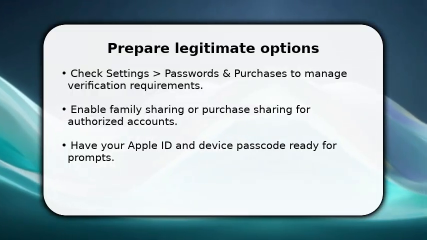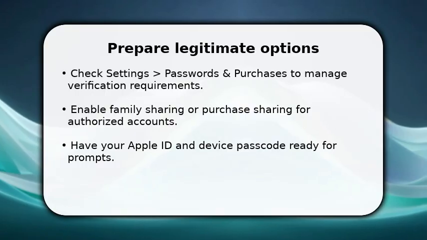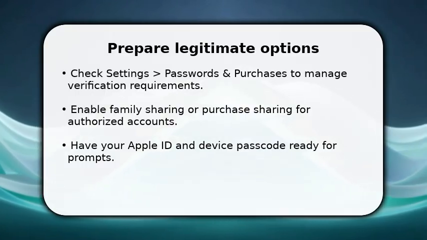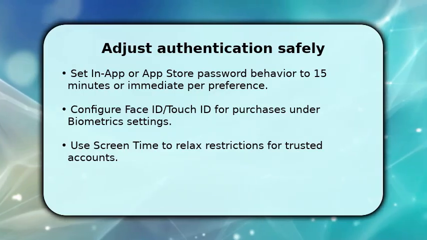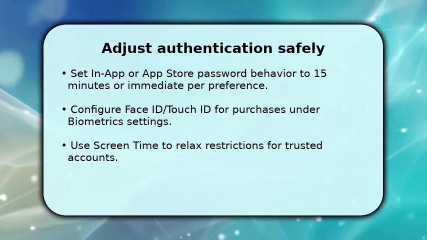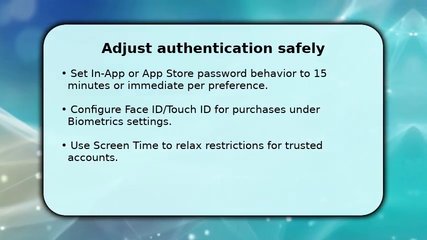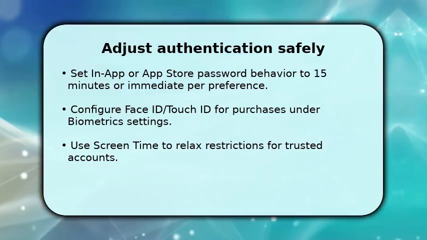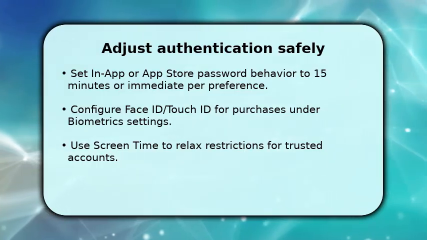Make sure to enable or prepare family sharing if you want shared purchases, rather than removing verification entirely. Now you'll adjust authentication to match your needs without breaking rules. In Passwords and Purchases, choose when a password is required, immediately or after 15 minutes, so purchases can flow during short sessions. This preserves security while reducing prompts.